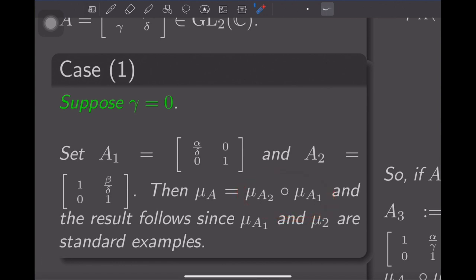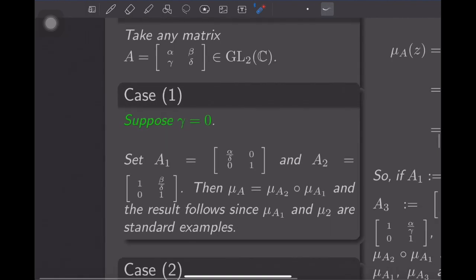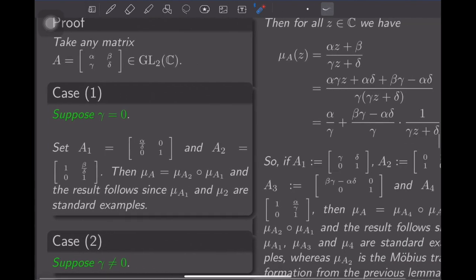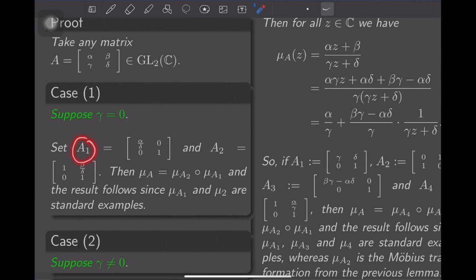But you see, multiplying by a non-zero complex number sends circles to circles. It's a standard example, and this is a standard example, and we already know that a standard example sends circles to circles. So in that case, mu of A sends circles to circles.